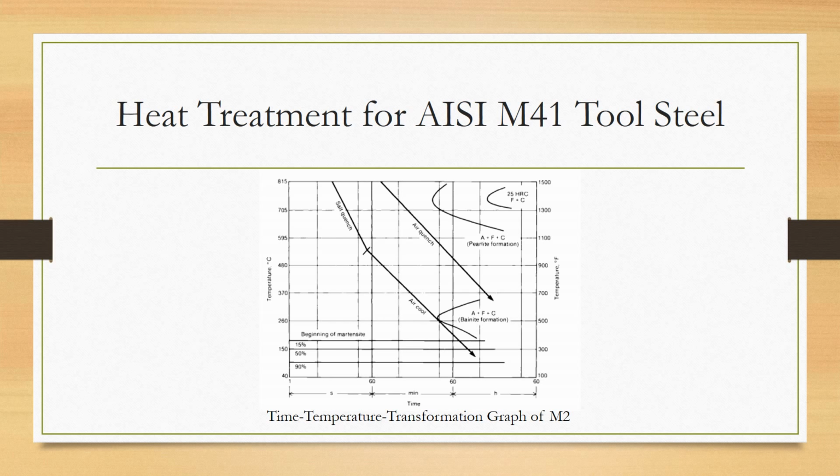The following diagram shows a time temperature transformation graph for M2 high-speed tool steels that was annealed prior to quenching. Austenitizing temperature was 1230 degrees Celsius, which is very similar to M41 steel. It can be seen that the salt quench takes just under a minute to reach a temperature of 540 to 595, which is followed by air cooling for over an hour to reach room temperature.